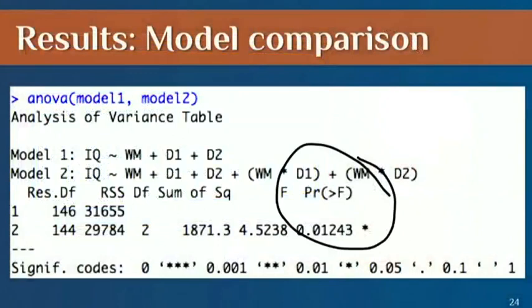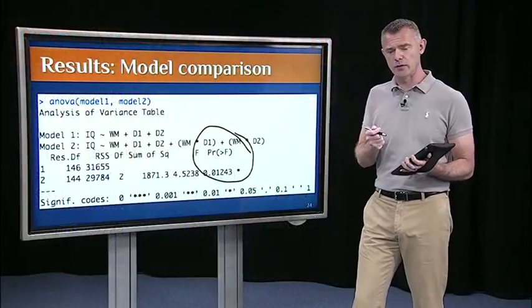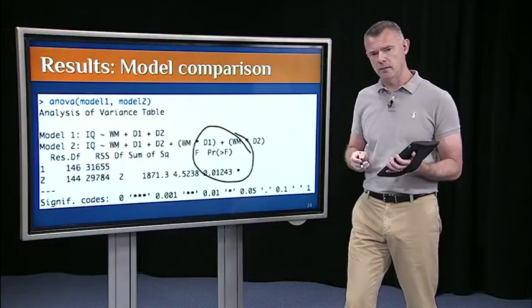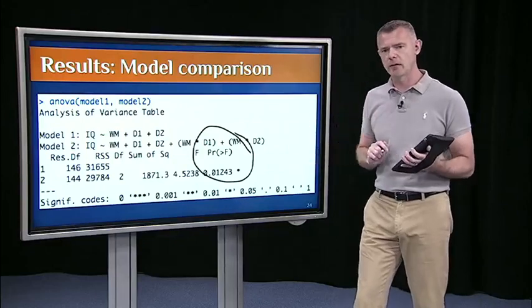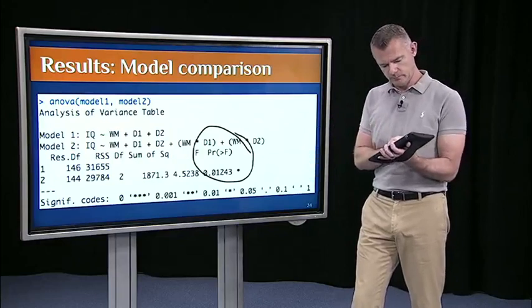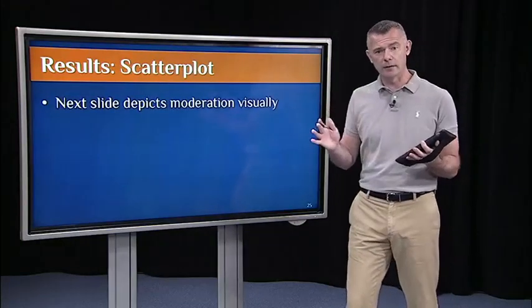This F statistic is 4.5. The p-value is 0.01. So there's a significant difference in the amount of variance that these 2 models explain. So that goes hand in hand with the significant regression coefficients that we just saw in model 2. Again, this is just more evidence that, yes, this moderation effect is significant. We can also display that graphically.